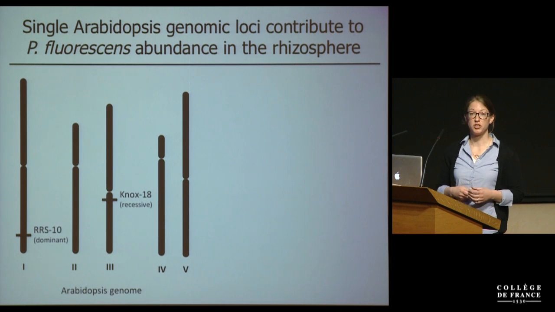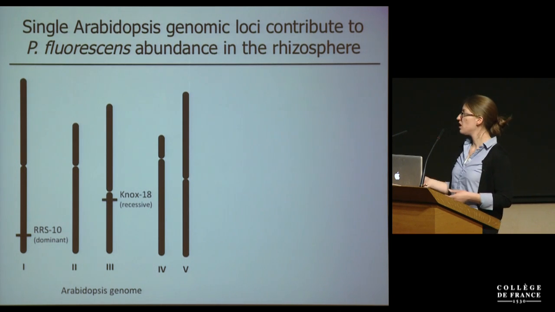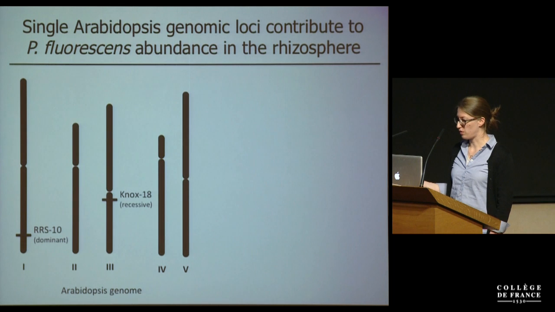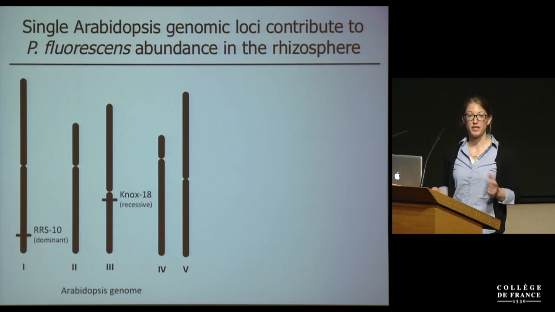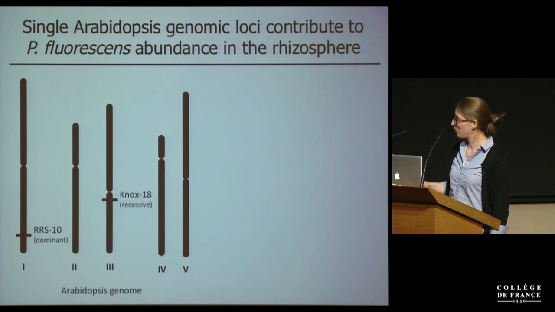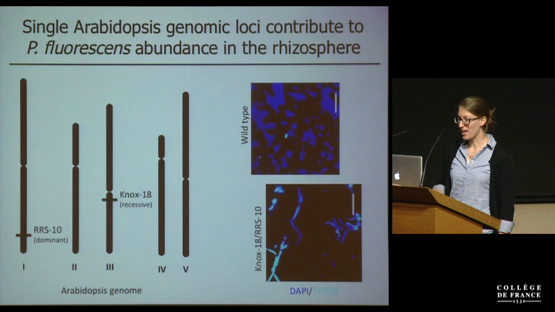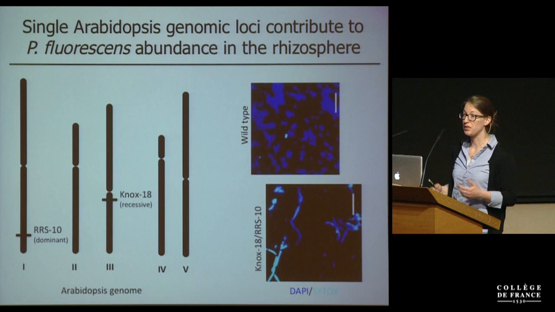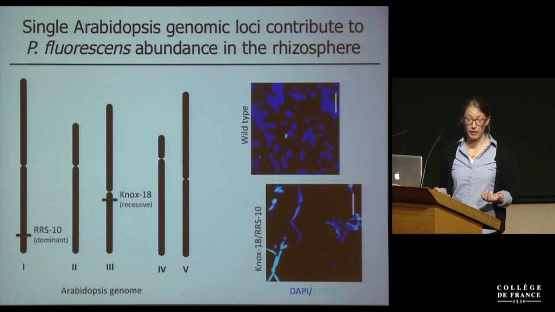Because Arabidopsis is tractable, we can actually map these changes. NOX18 and RS10, which I've been telling you about, are single loci that are responsible for the majority of the difference. I'm not quite ready to tell you what the genes are, although we have some good candidates. But I can tell you that NOX18 and RS10 seem to be making something that looks like an antimicrobial.